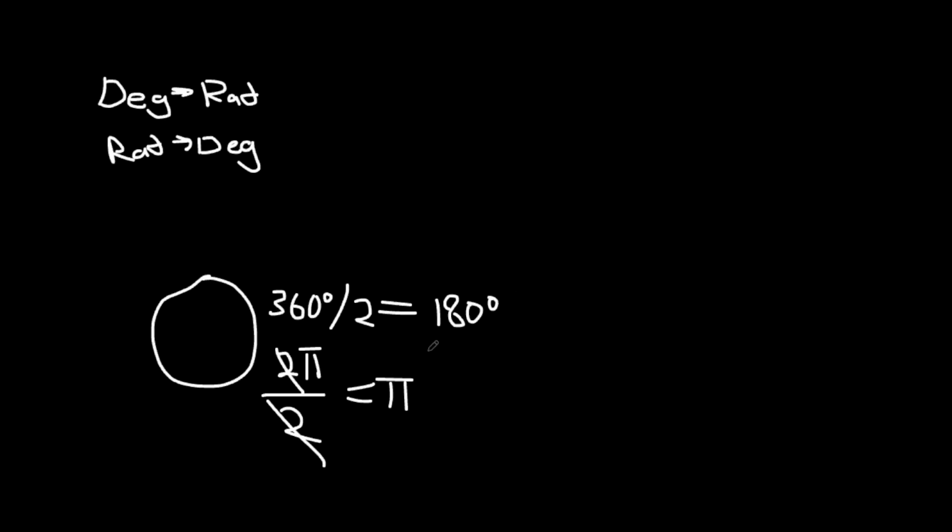Because we know this, we're able to solve these problems here. We can do the conversions. The method we're going to do is get whatever we're given. So let's say we're given 30 degrees. What we do is put the opposite on top. So if we're given degrees, we put radians on top, pi, and then we put the degrees at the bottom.